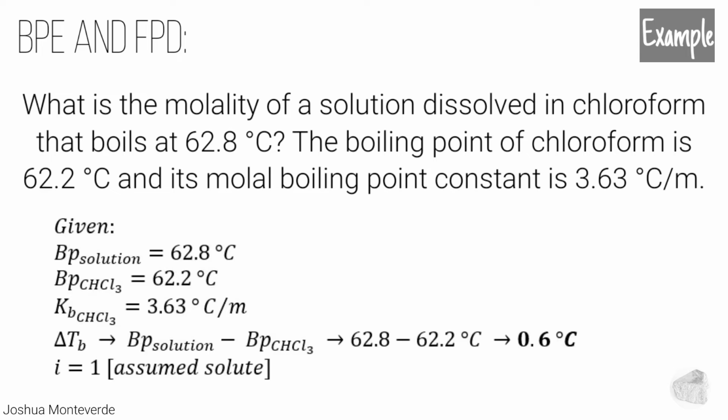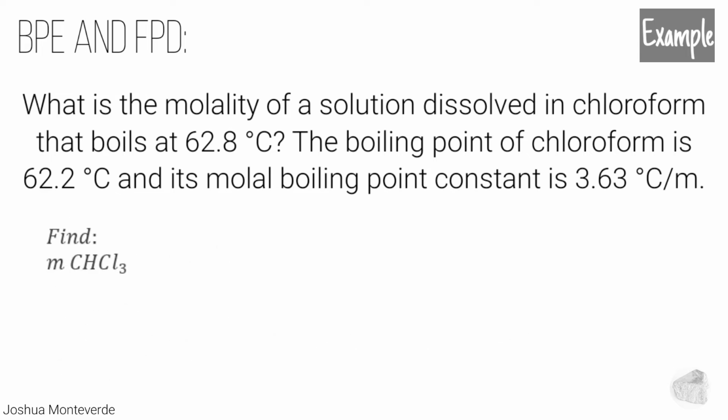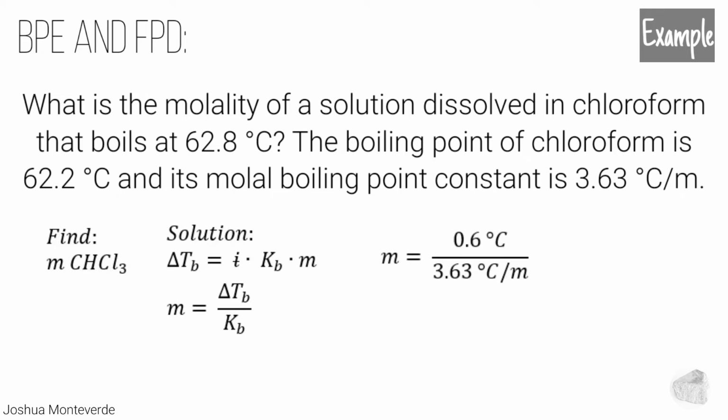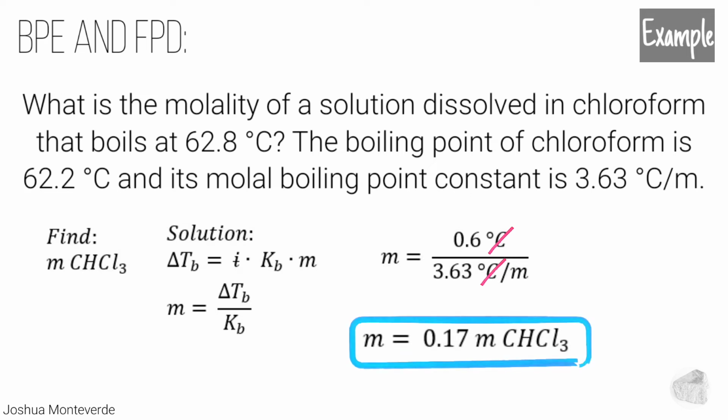The boiling point elevation here is actually the boiling point of chloroform subtracted from that of the solution, so it is 0.6 degrees Celsius. The dissociation factor is assumed to be 1, so it is disregarded in the matter. What we need to find is the molality of the solution. Solving through it, we derive the formula of the boiling point elevation in terms of molality. Plugging in those respective values and cancelling out degrees Celsius, we arrive at 0.17 molal of the chloroform solution.